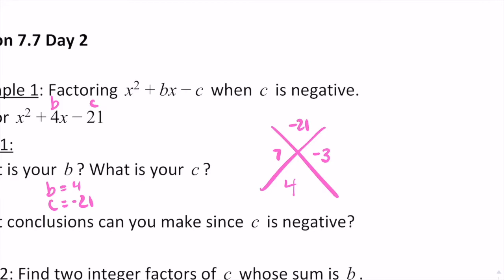So here's the thing. When C is negative, then these signs right here and here are going to be opposite. So one is going to be positive, one is going to be negative. If my C is positive, you want to flip back to yesterday's notes, then both signs are going to be the same, both positive or both negative. But if my C is negative, they're going to be different signs. So that is what will help you recognize this a little bit quicker as well.